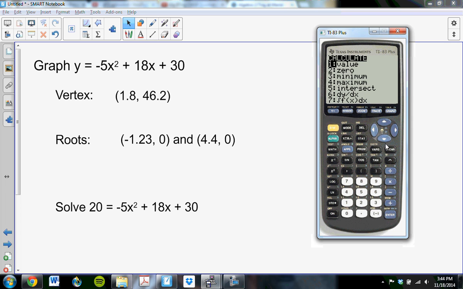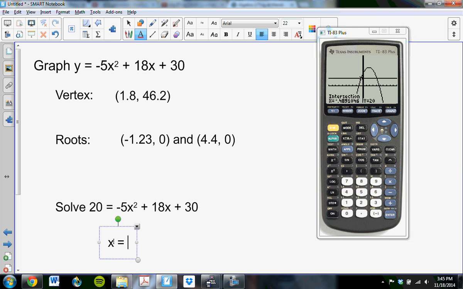So I go to second calc, find the intersection of this line, and I try to go to the left side of this intersection and press enter. And it's just going to jump over to the other line that I'm on. As long as I'm on the left side, that's okay. Press enter again. It shows me that point. One of the solutions is x equals negative 0.49. Obviously, if x is negative 0.49, y is 20, and that's what I want.